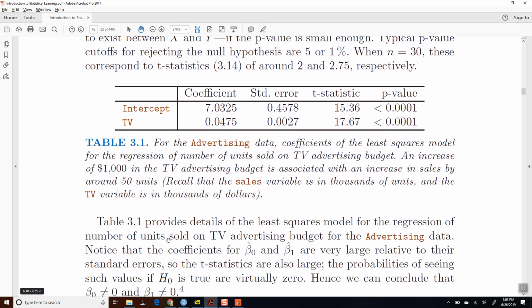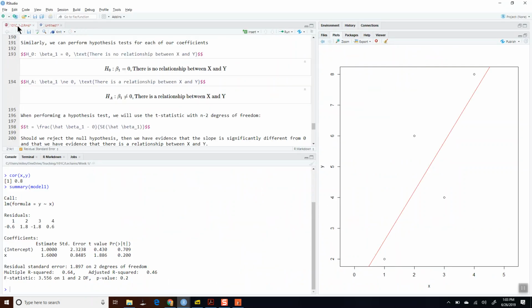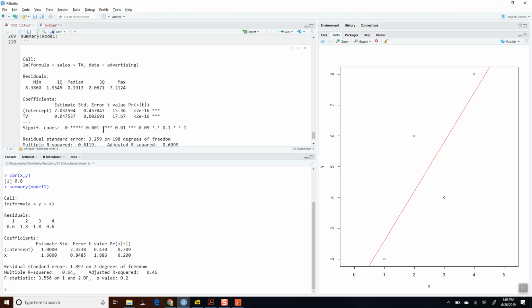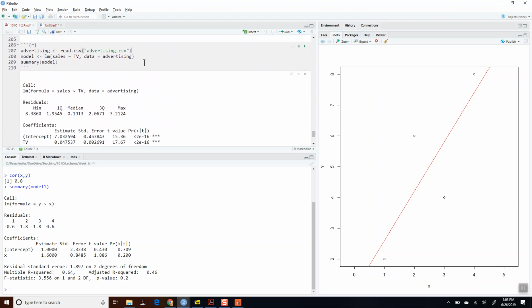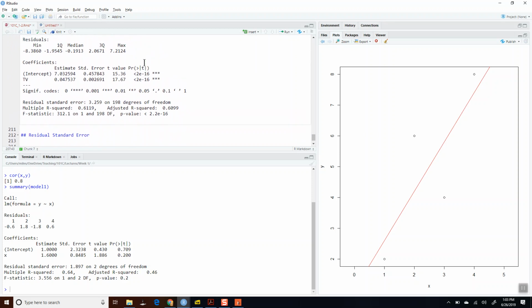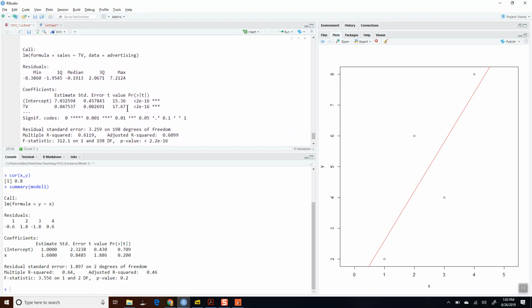Okay, so I'm going to just go through the textbook here, and I think that's okay. So we can look at the actual data, the advertising data, and if we fit the advertising data, maybe I'll make my screen bigger. Here.